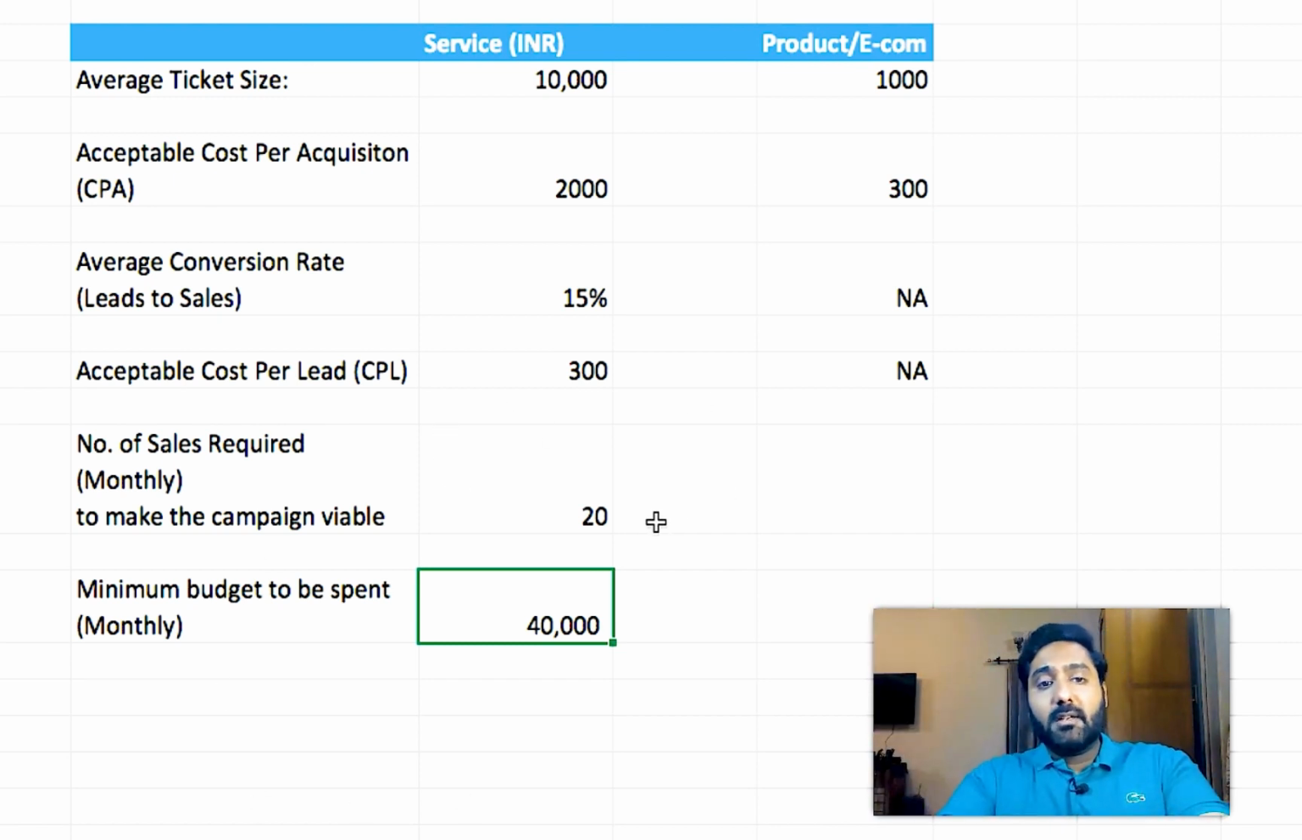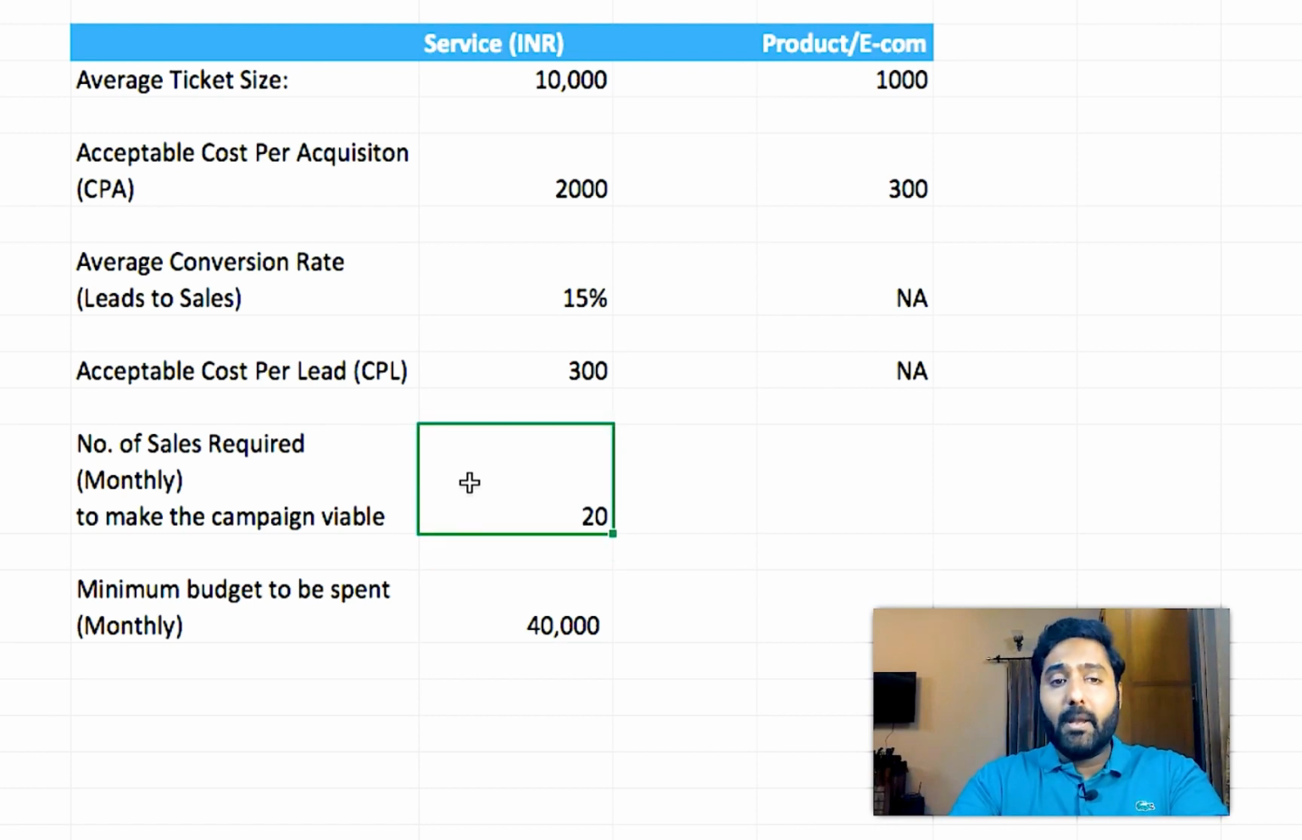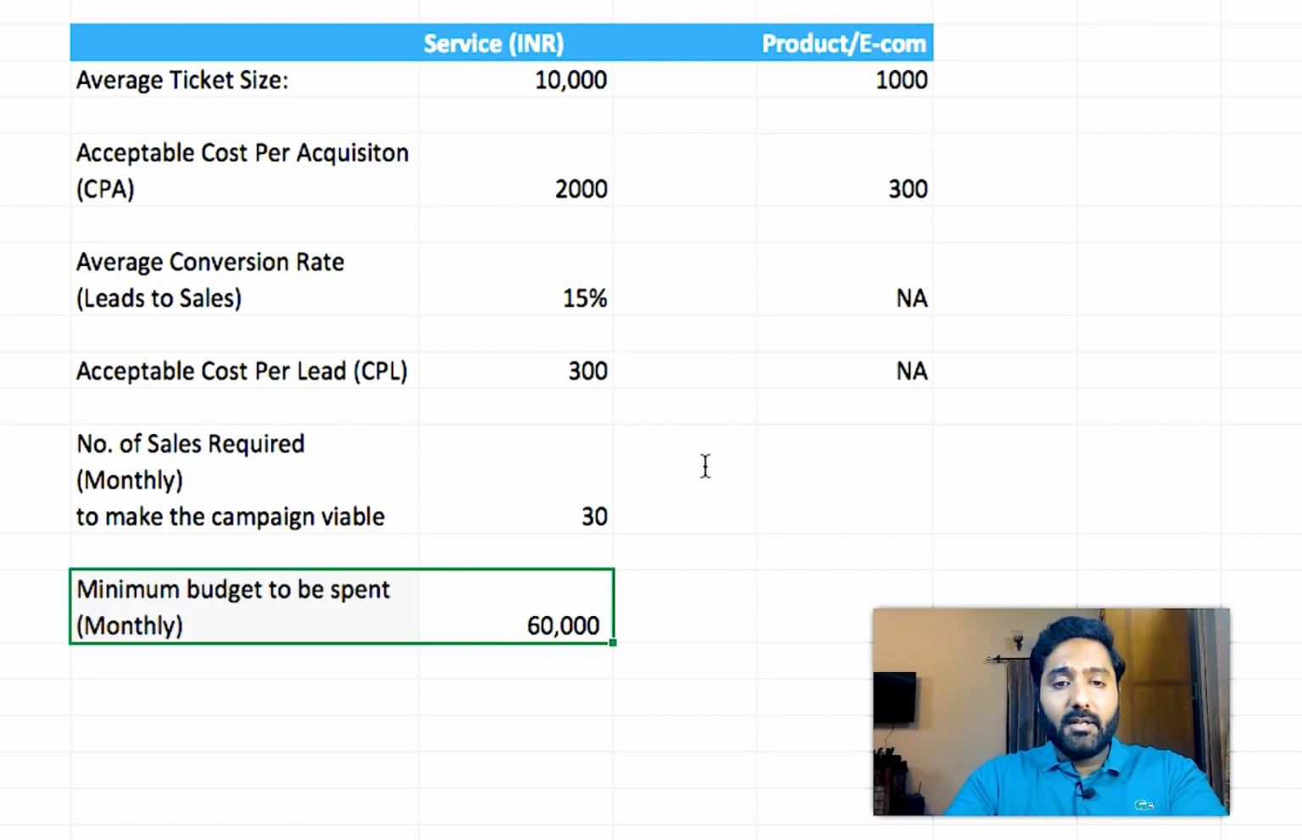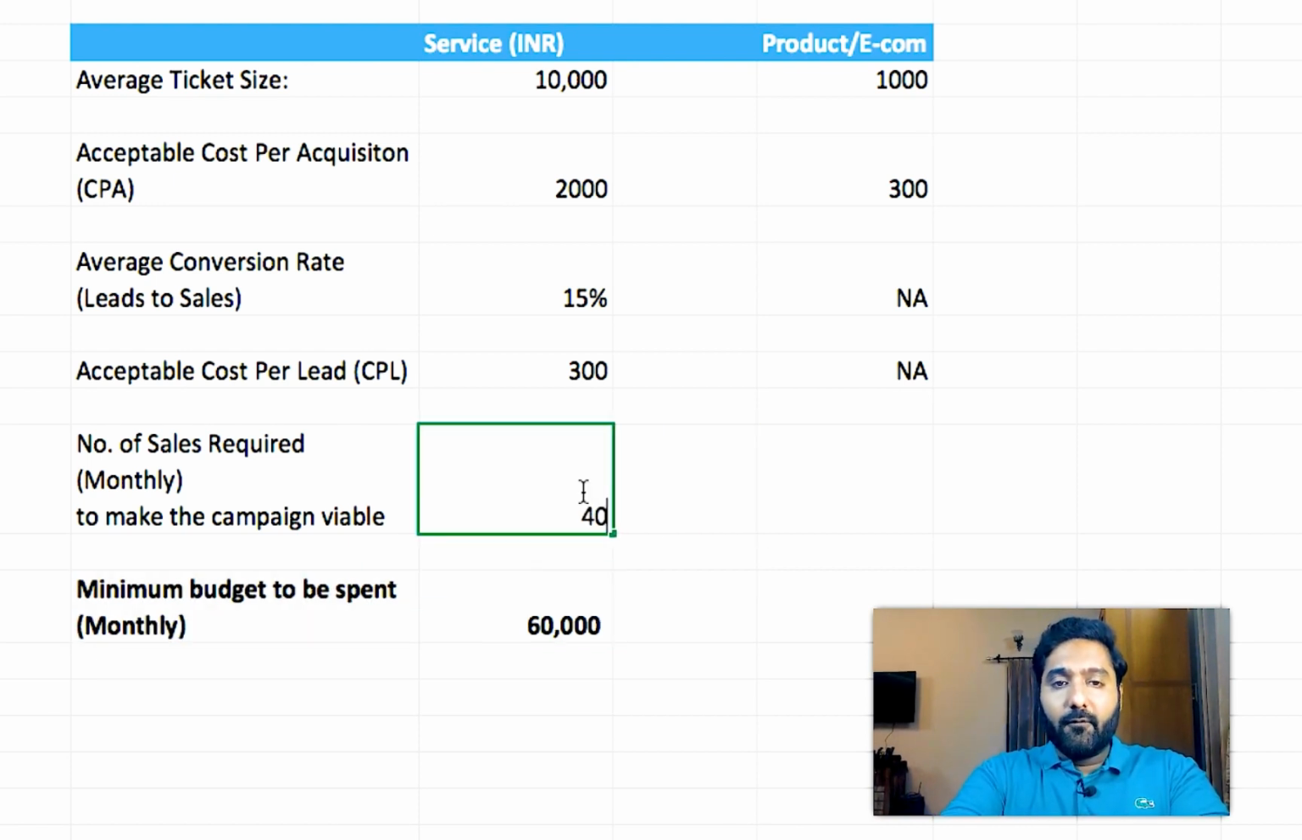If your business objectives change, let's say instead of 20 sales, you want to now generate at least 30 sales because you're trying to maximize the revenue, the top line. So I'm going to make it 30. And you see that your minimum budget will now become 60,000 rupees. You make it 40, it will become 80,000 rupees. So the more your business grows, the more you scale, the budget will keep changing accordingly.